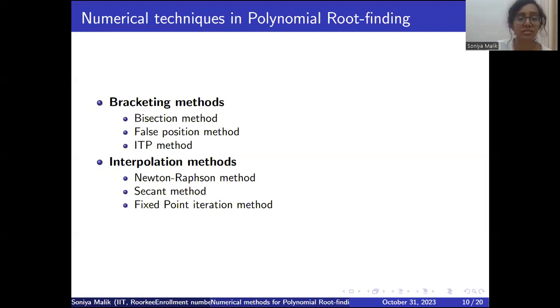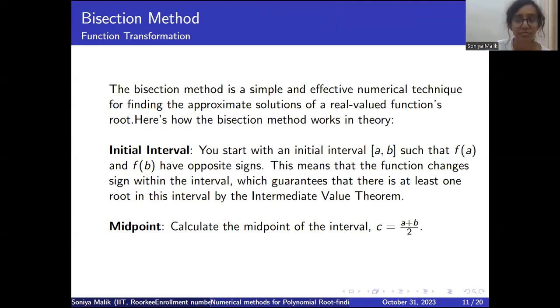So we have several methods like the bisection method, false position method, ITP method, and some interpolation methods like the Newton-Raphson method, secant method, and fixed point iteration method. In this presentation, we will be covering the bisection method and the secant method in particular. So first, we will discuss the bisection method.